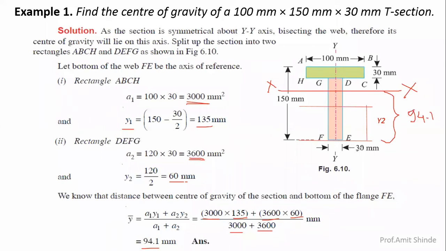It means that together it forms an axis at a distance of 94.1 from the bottom. This distance y1 and y2 we measured from the bottom, that's why y bar is also from the bottom. This procedure you may repeat from the top also. We may measure y1 and y2 from the top, then you'll get this y bar from the top. But for simplification, we measured this distance from the bottom.